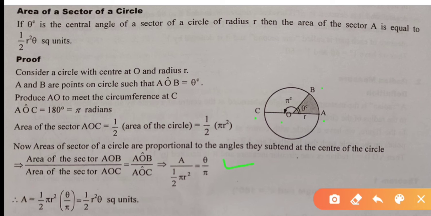The value is what here? Theta by pi, where again A equals half pi r square theta by pi. Therefore here pi gets cancelled, half r square theta remains, which is in terms of square units. Got it? Just keep in mind, area of a sector of a circle is nothing but half r square theta square units.